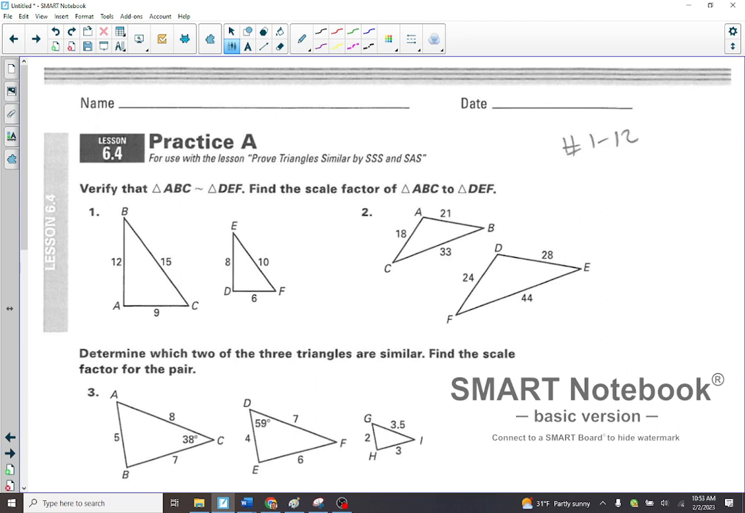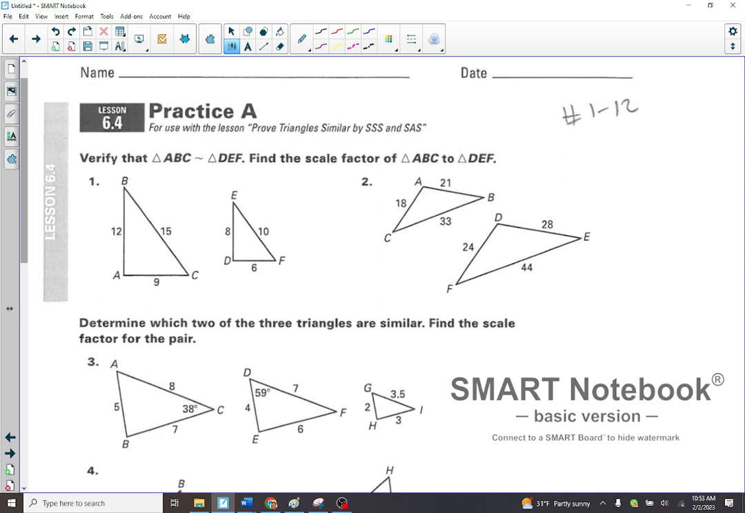All right, 6.4. I said there are 1 through 12 for this section. Verify that triangle ABC is similar to DEF. So in this case, 6 should be proportional to 9 because small goes with small, which is 2/3. Medium goes with medium, so 8 goes with 12.